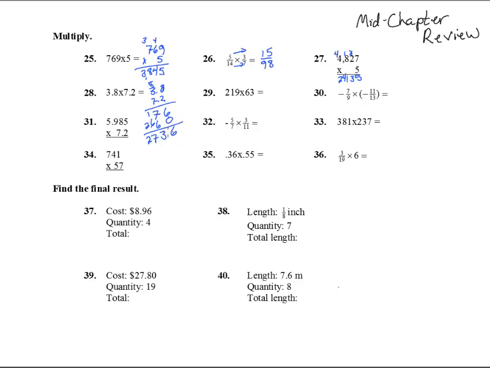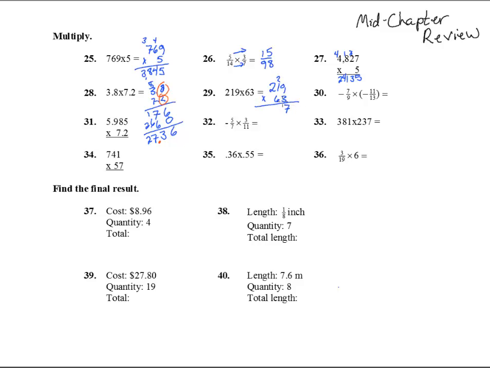27 36. And we've got to look at where the decimal is. We have 2 numbers behind the decimal. So over here, 1, 2. We better have the decimal right there, 27.36. So 219 times 63. 3 times 9 is 27.